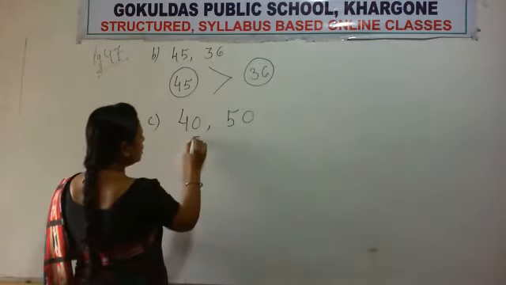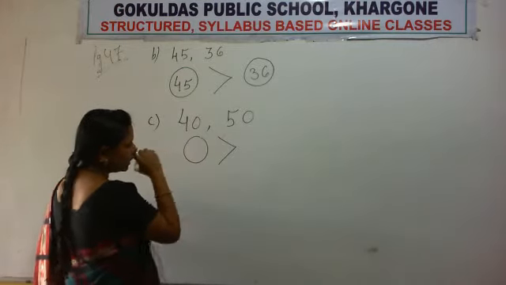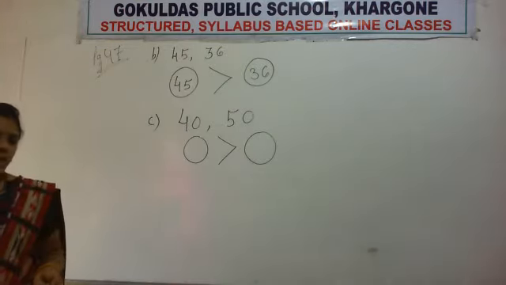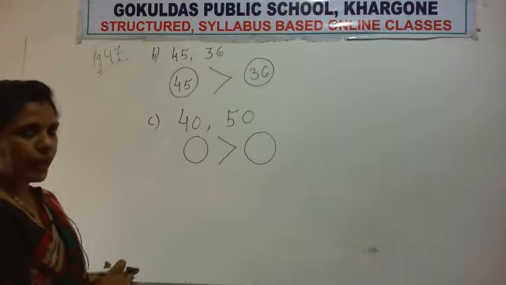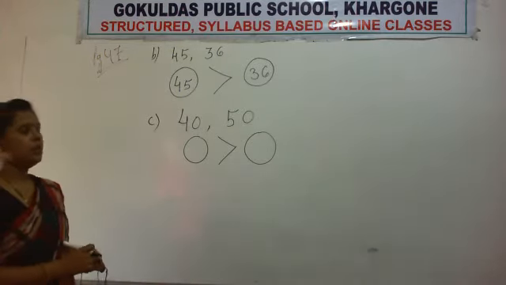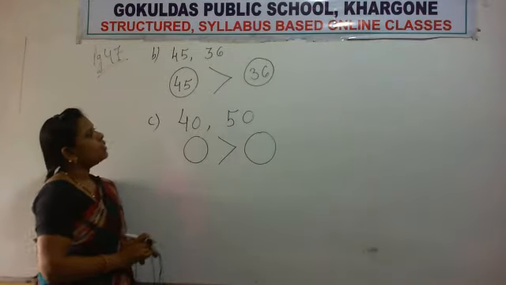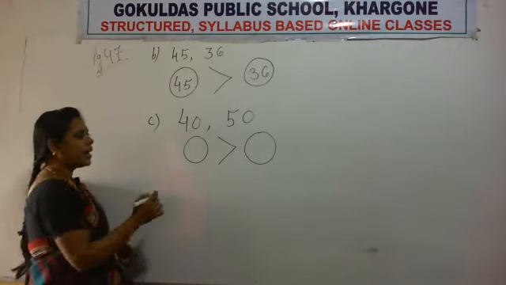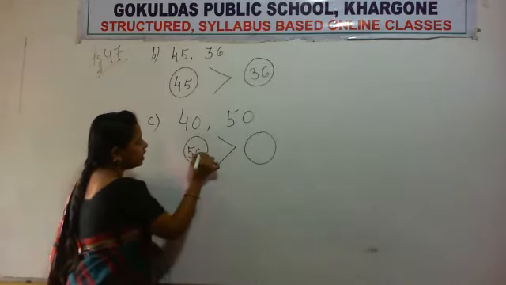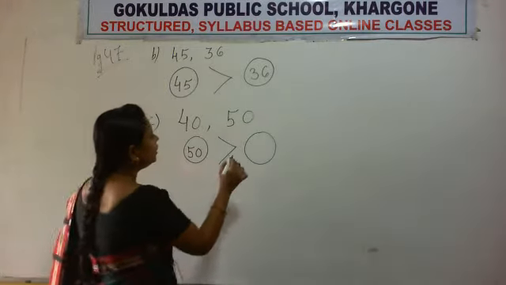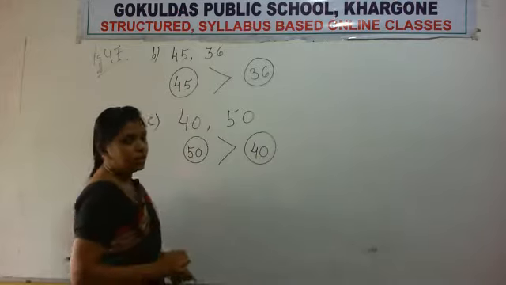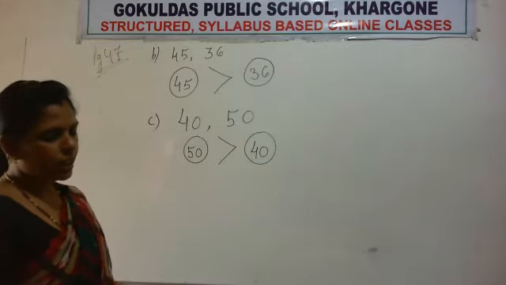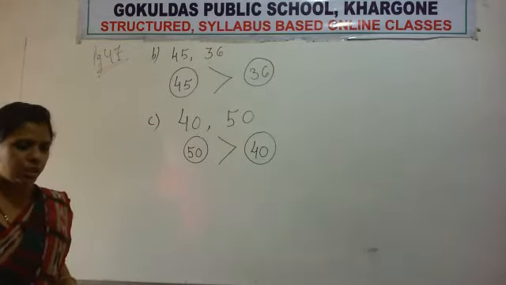Now again draw one circle here. Make a sign of greater than. Then draw the other circle. Now what is the first step? That we have to identify the bigger number. So which number is bigger among 40 and 50? 50 is the bigger number. So where do we write 50? We will write 50 in this circle, and 40 we will write in the right hand side circle. So 50 is greater than 40. Copy the third question, C, from the board.